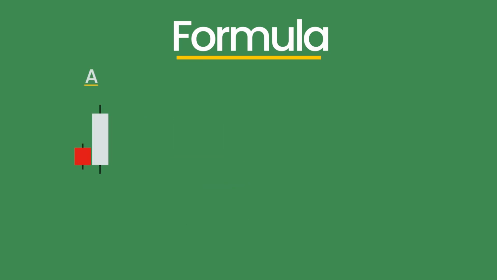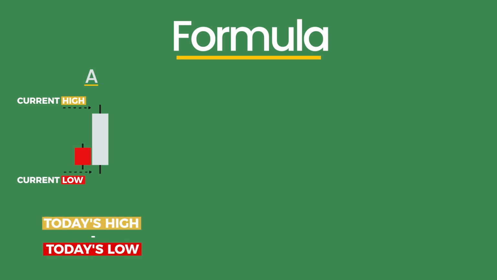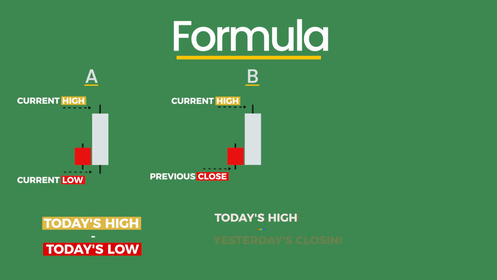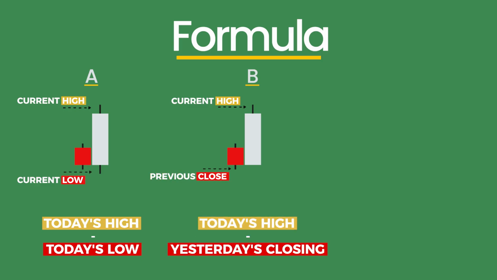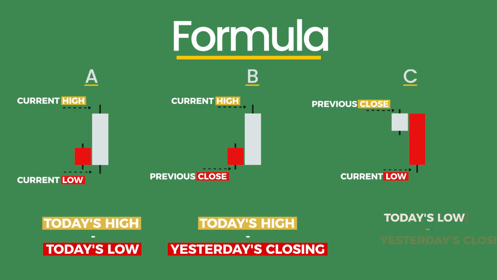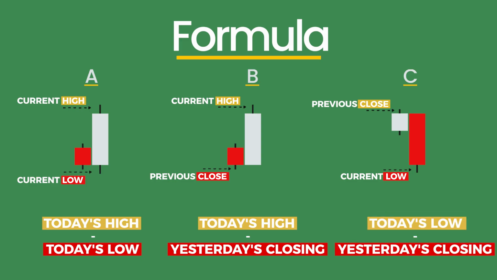The first condition is today's high minus today's low. So what is the maximum price of today and what is the lowest price of the day? This is the first condition. The second condition is today's high minus yesterday's closing. The third one is today's low minus yesterday's closing. The maximum of these three conditions will be the true range. This is what we call the true range.